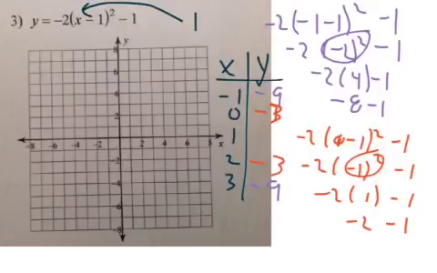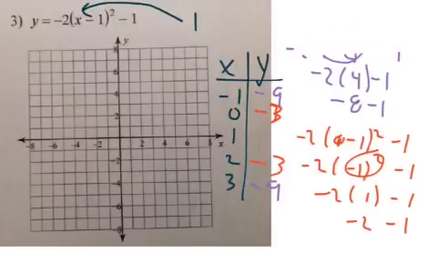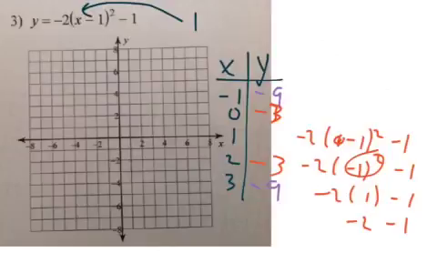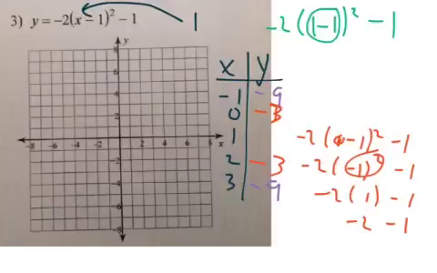And finally, all we have left is the vertex. Hopefully you got that jotted down. If not, you have to rewind the video. But anyways, I got to plug in the 1. Negative 2 times (1 minus 1) squared minus 1. Again, we agree that makes us 0. So we basically have negative 2 times 0 squared, which is basically 0, minus 1, negative 1.